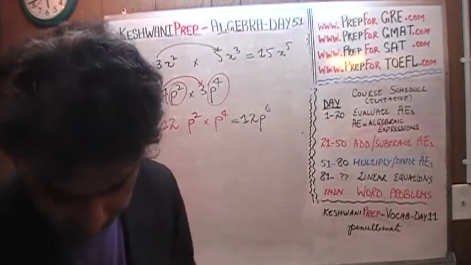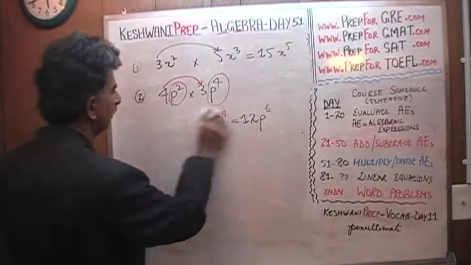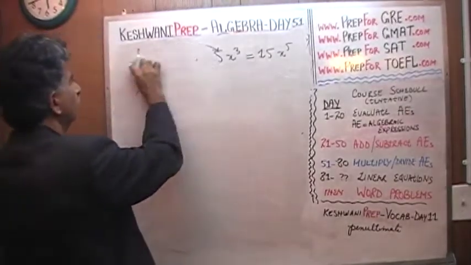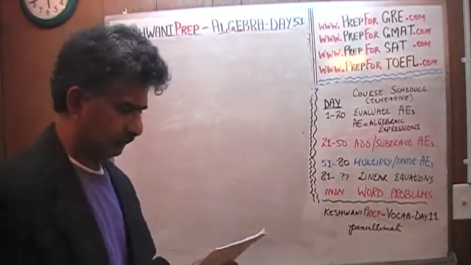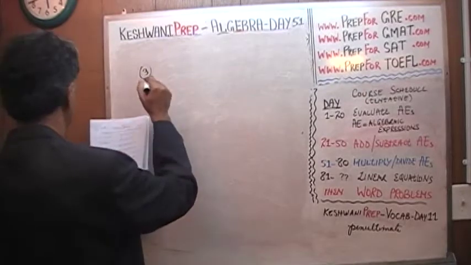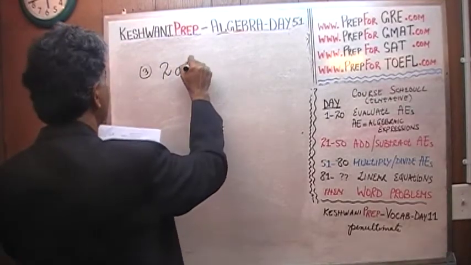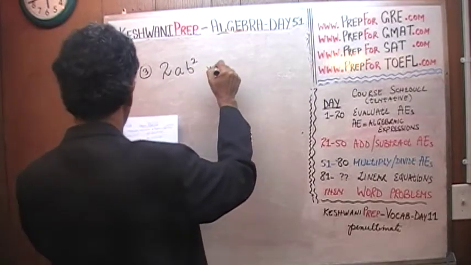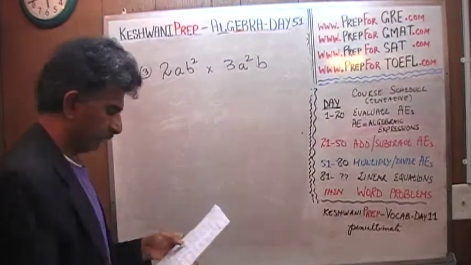Number 3. I'm going to erase both of these so that it doesn't get too crowded and too low. Number 3: 2ab squared times 3a squared b. Now we have two variables.